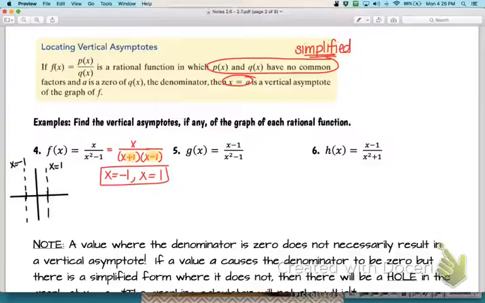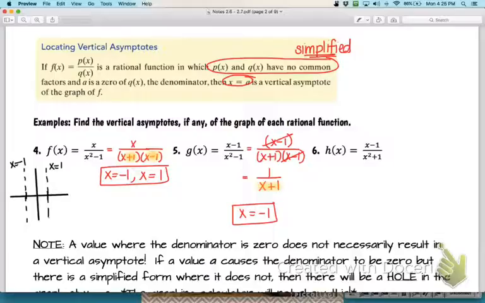A little bit different because this is going to have some stuff that cancels out. So I have x minus 1 in my numerator, and then again I have x plus 1, x minus 1 in my denominator. Here, these cancel out, so I'm just left with 1 over x plus 1. It is only here that I get my vertical asymptotes. So this graph is only going to have one vertical asymptote, and it's going to be at x equals negative 1. So I won't get that second asymptote there.